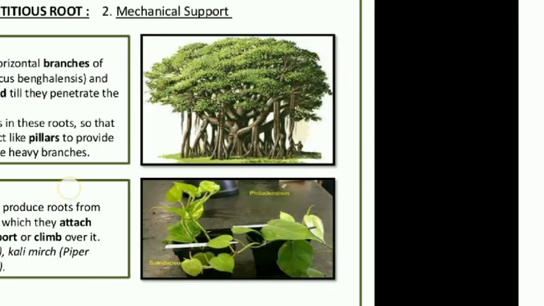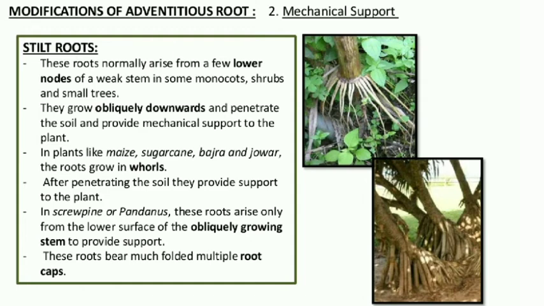We shall move on further. Modification of adventitious root for mechanical support. First one is stilt roots. Here, usually in monocot plants like jowar, wheat, maize, the stem has fibrous roots, means many roots at the same place. But the plant height is a little more, so the plant cannot balance.